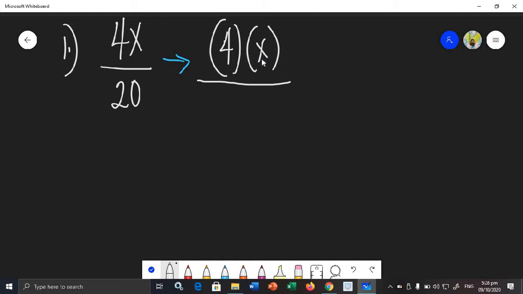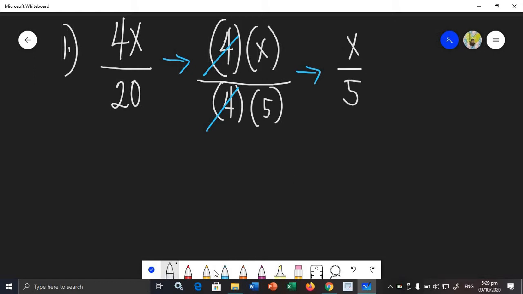Therefore, maghahanap tayo ng factors ni 20 na merong 4 or merong x. Pero I'm sure walang x, di ba? So, may factor ba si 20 na may 4? Meron. That is 4 and 5. Okay? 4 times 5 is 20. Ayan, meron na tayong magkamukhang factors. Therefore, we will cancel out common factor. Ayan, kinancel natin. And therefore, we will write the remaining factors. And this will be our simplified form. Okay? Yan ang inyong sagot natin. So, si x over 5, yung simplified form ng 4x over 20.